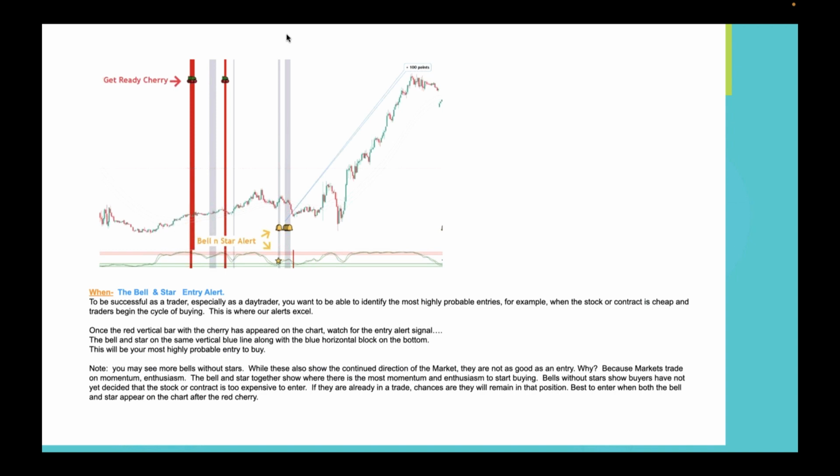Why? Because markets trade on momentum and enthusiasm. The bell and star together show where there is the most momentum and enthusiasm to start buying. Bells without stars show buyers have not yet decided that the stock or the contract is too expensive to enter. If they are already in a trade, chances are they will remain in that position. Best to enter when the bell and the star appear on the chart after the red cherry.